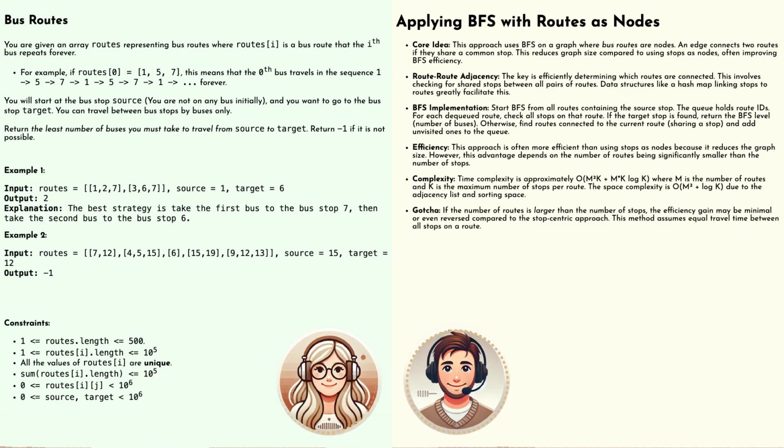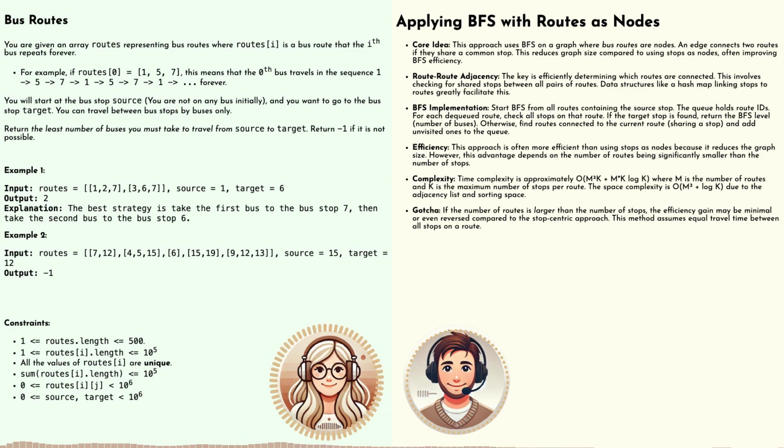Exactly. And the connections between those routes happen when two routes share a common stop. So if route A and route B both stop at Central Station, then in our graph, they're connected. Exactly. So instead of having a huge graph with every single stop, we now have a much smaller, simplified graph of these interconnected routes. So we've kind of condensed the problem down.